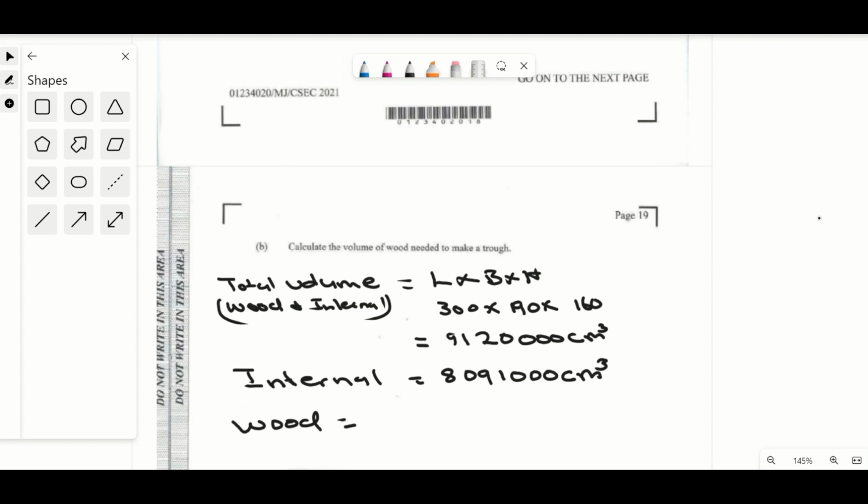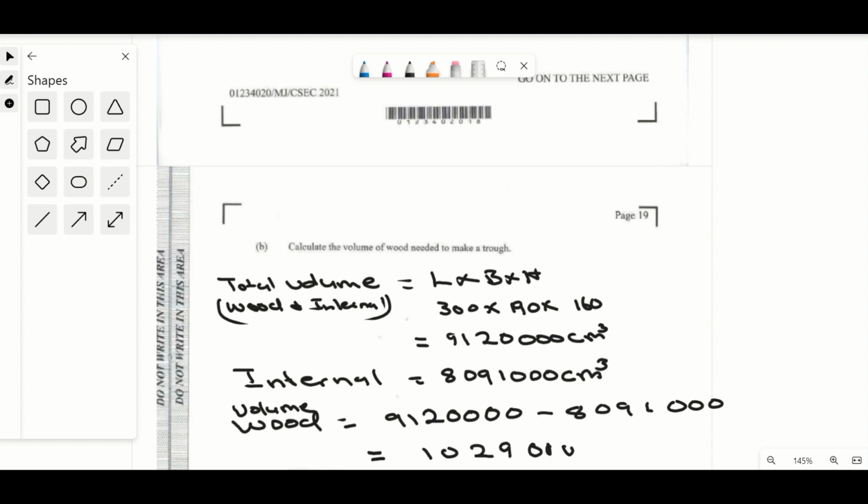So the volume of wood is equal to 9,120,000 minus 8,091,000. When you subtract that, the volume of wood would be 1,029,000 centimeters cubed, and that is your answer for the volume of wood.